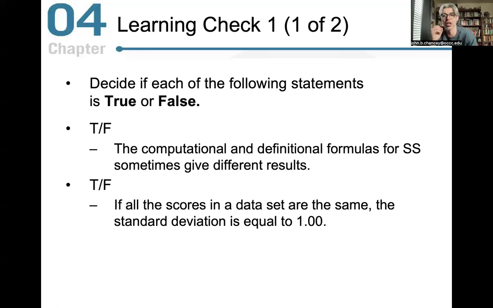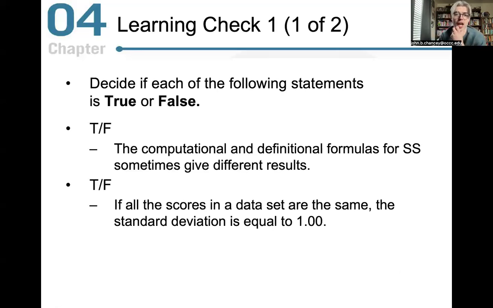Okay, let's do a quick learning check. Make sure you understand where we're at so far. Decide if each statement is true or false. Let's do both of these, and then you can maybe pause and make sure you understand. So, true or false: the computational and definitional formulas for sum of squares sometimes give different results.